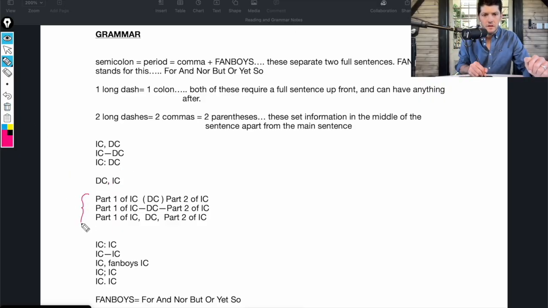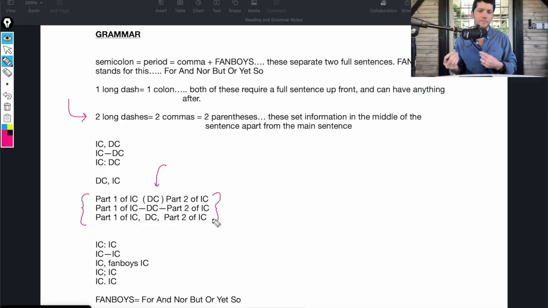Here, this set is precisely equivalent to what I've said above, just laid out in terms of clauses. Part one of the independent clause, oftentimes a subject, then a parenthetical phrase in three forms, parentheses, long dashes, commas, and then part two of an independent clause, often a predicate, often a verb plus an object. So you may recognize some of that language. If not, just think you have the first part of the sentence and the second part of the sentence, and in between you have extra stuff.